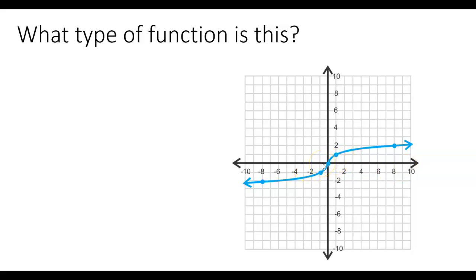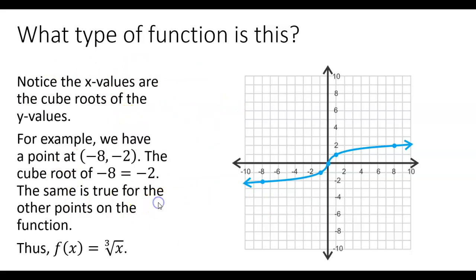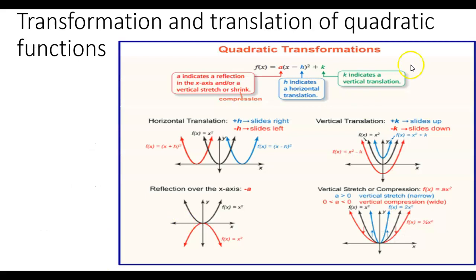The cubic function, the x to the third function, would be a little bit different. It would be kind of going up, so it'd be concave up on the right and concave down on the left, being much closer to the y-axis than the x-axis as we're getting farther and farther away from the origin. All right, so again, notice the x values are the cube roots of the y values, and we can come up with a function that fits this extremely well, and that would be the cube root of x. All right, so let's take a look at some quadratic transformations.